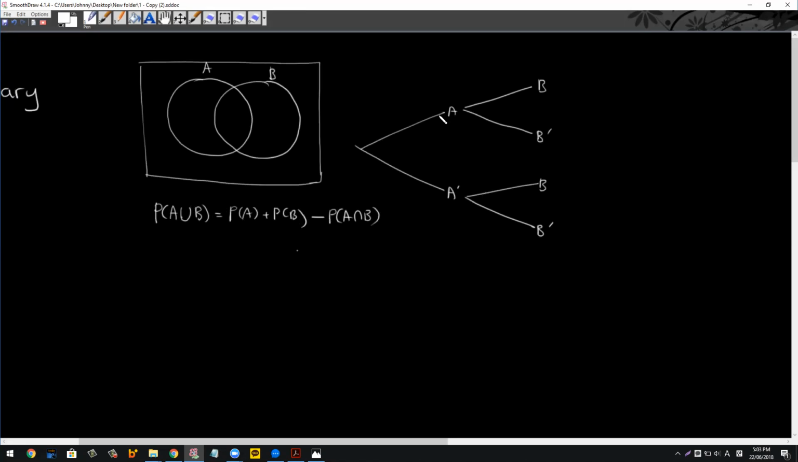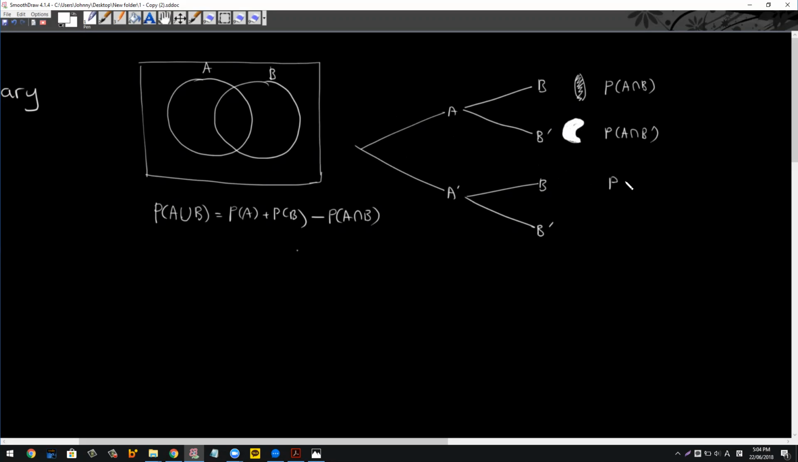And probability of A times probability of B. So if you have a tree diagram, if you multiply across, then you're going to get the middle area. So this times this is probability of A and B. So this times this is probability of A and not B. And that's just the A only area, as you can see. Just that bit there.